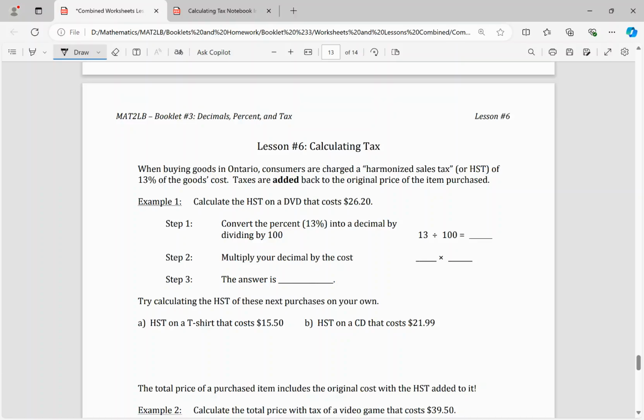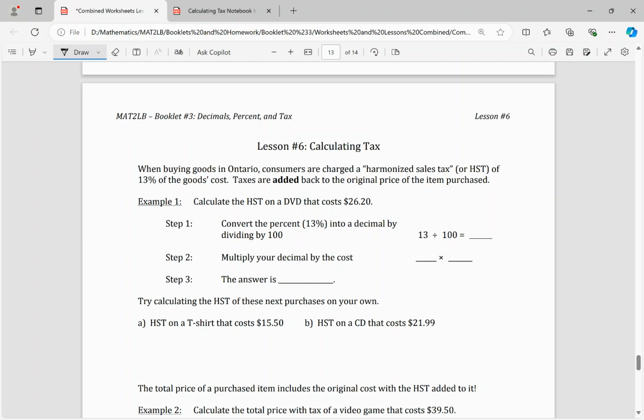All right, everybody. Today we will be working on lesson 6 in booklet 3, that is calculating tax. This is the final lesson in booklet 3, and then you will be ready to write the review and the test. Now, we can use percentages to calculate how much tax we will be paying on an item that we are buying.